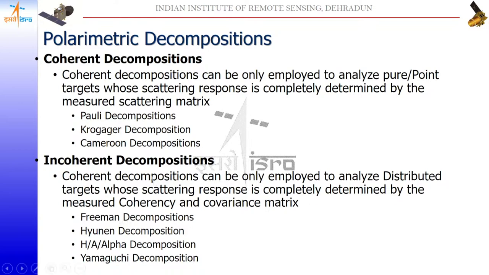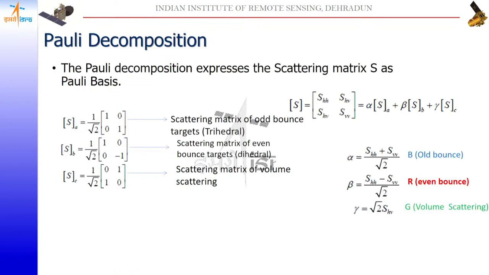In the coherent decompositions, we have the Pauli decomposition, Krogager decomposition, and Cameron decomposition, and the incoherent ones are the Freeman, Cloude, H-A-alpha and Yamaguchi decompositions. So we have different decompositions. What will this decomposition do? I will explain taking one as an example, the Pauli decomposition. The Pauli decomposition expresses the scattering matrix in a Pauli basis. So what will it do?